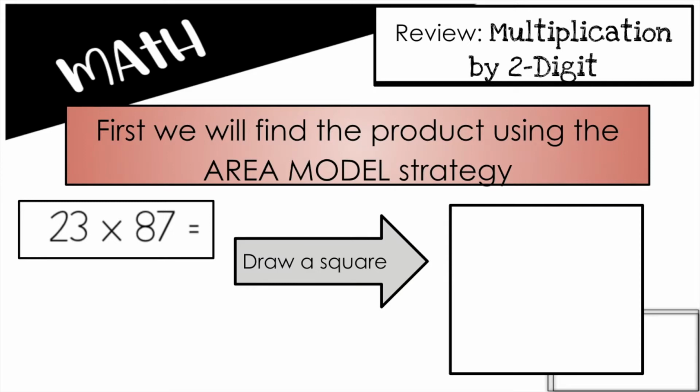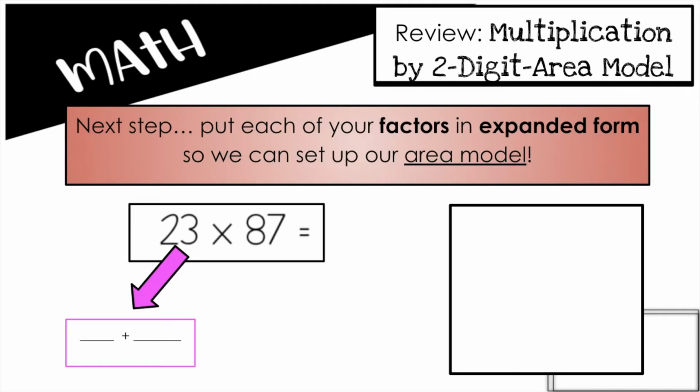So when you start with area model, you have 23 times 87. And I say, draw a square. You know area model, you're going to be working with a square, a rectangle, whatever that shape looks like for you, draw it, get it down. Now, the next step is you put each of your factors, which remember a factor is what we multiply to get a product. So this is a factor, 23, and 87 is a factor. You have to put your factors in expanded form so we can set up our area model over here.